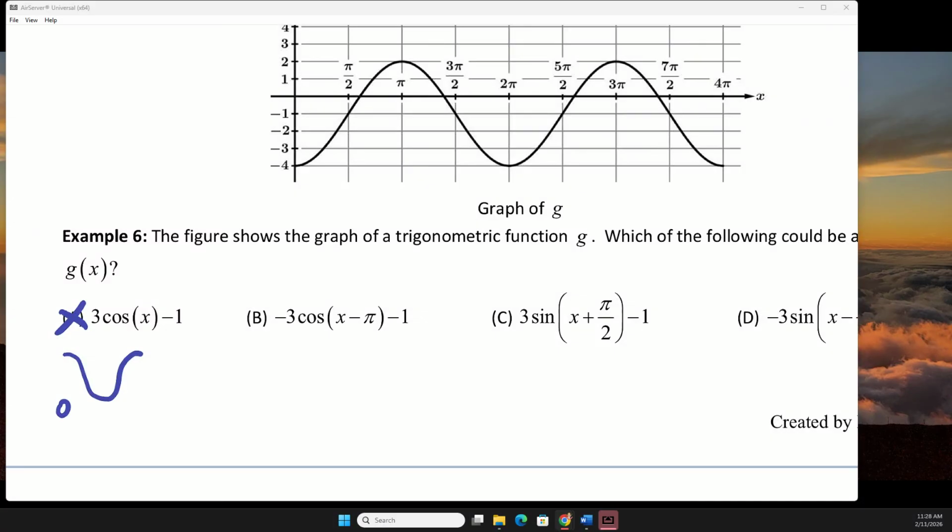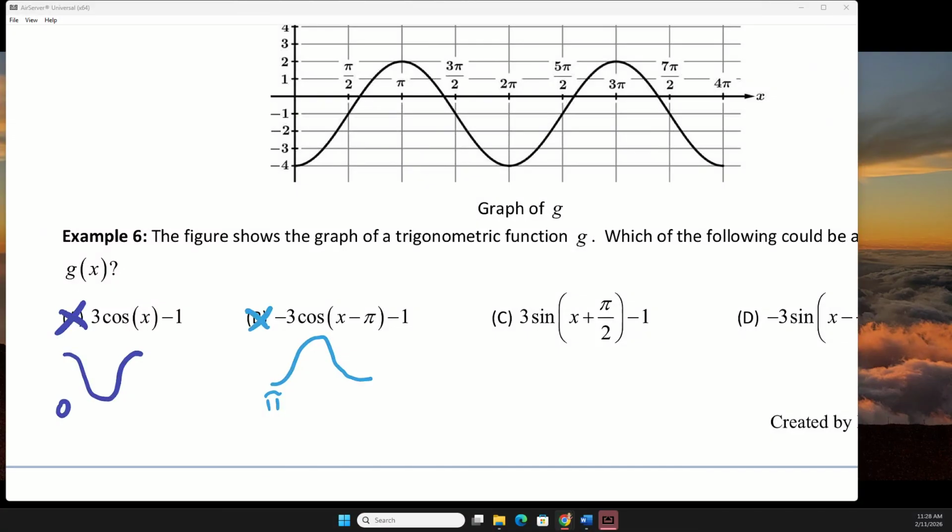All right, and then if we go to the next one, it is shifted. How many units is it shifted? Pi units shifted to the right. All right, and then this one is going to be an upside down cosine because of that negative. So starting at pi, does it look like an upside down cosine starting at pi? No, so it's not that one.